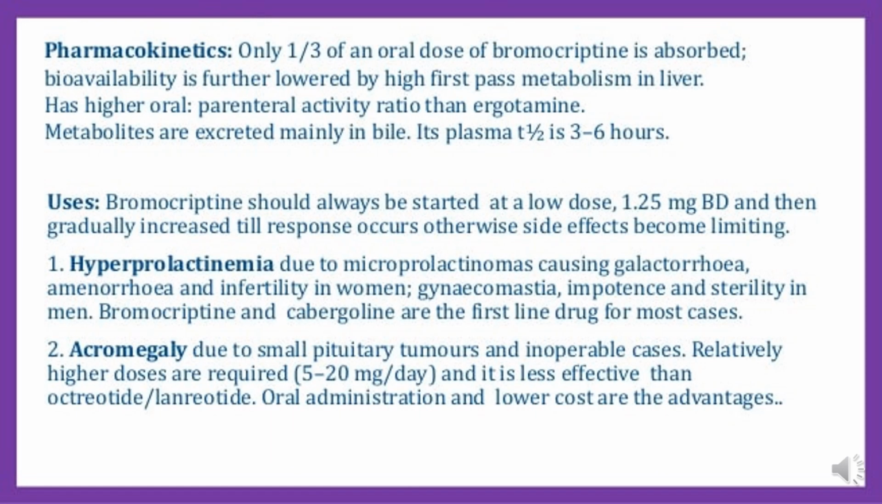Pharmacokinetics: only one third of an oral dose of bromocriptine is absorbed. Uses: it should be started at a low dose. Hyperprolactinemia due to microprolactinoma causes galactorrhea, amenorrhea, and infertility in women. Acromegaly due to small pituitary tumors, in inoperable cases. Relatively higher doses are required. It is less effective than octreotide.